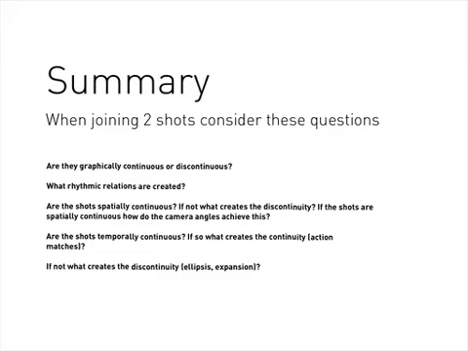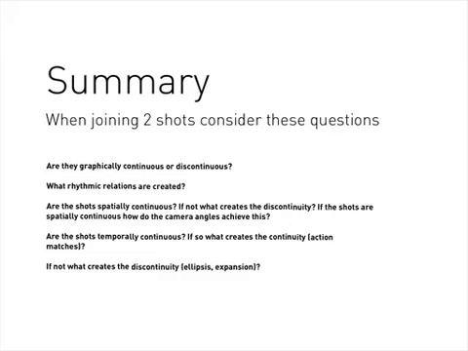It's good. So in summary, when joining two shots, and of course every shot thereafter, you have to consider these questions. Are they graphically continuous or discontinuous? Do they work together or are they a complete opposition? And it should be one or the other. You don't want things to be halfway wishy-washy. What rhythmic relationships are created? So rhythm is in pace of the cutting, movement of the camera or the object.